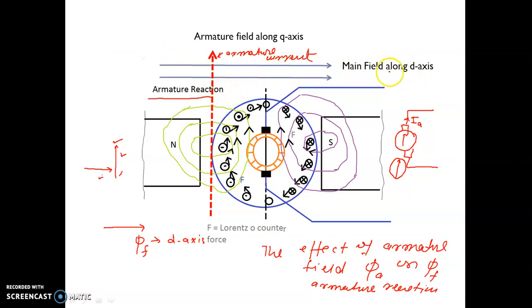So this is your main field, from north to south. I have told in the previous video also, north to south is called the main field, and this is the armature field due to the armature current flow. If armature current is not flowing, the armature field will be 0 and only the main field will be there.